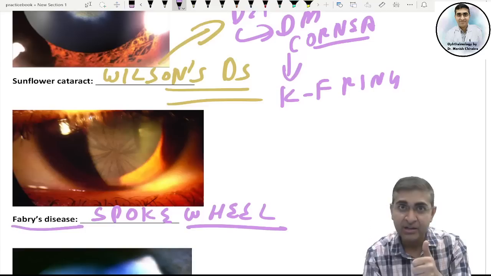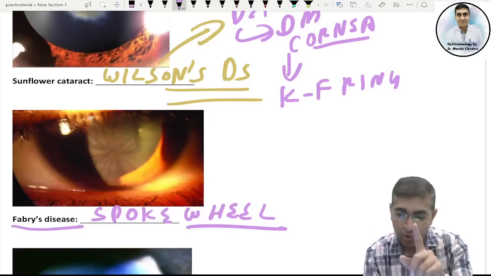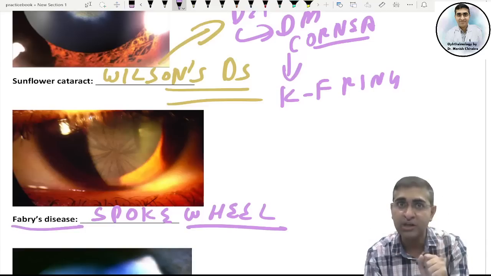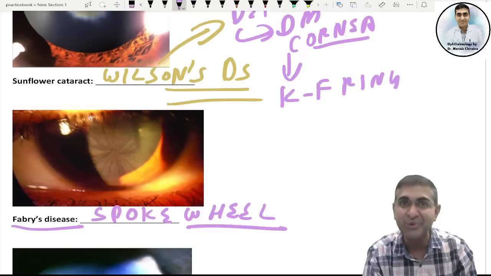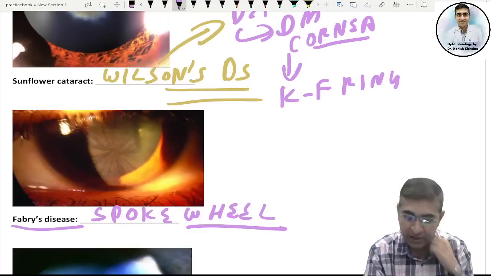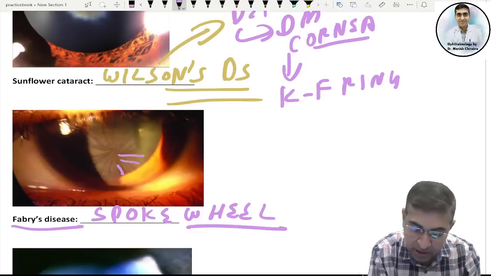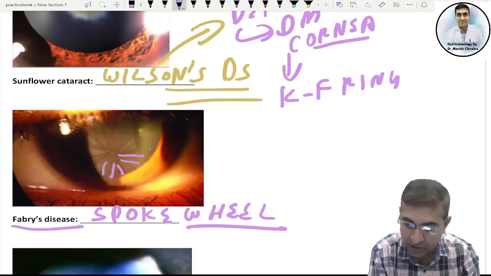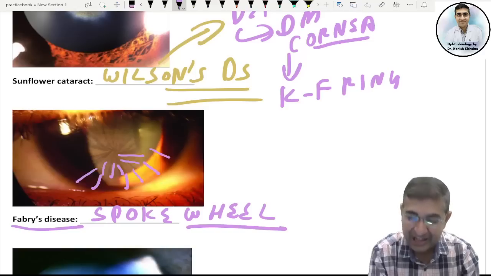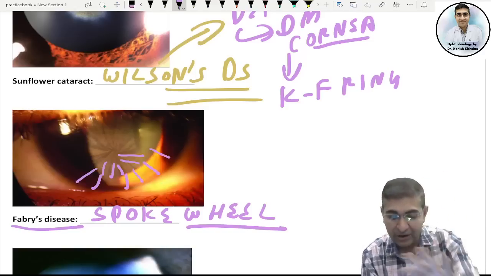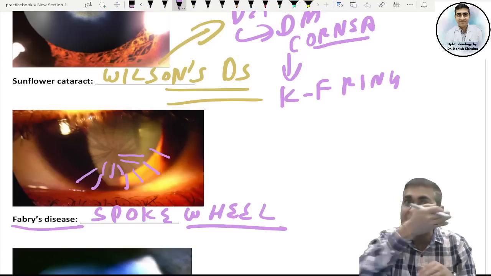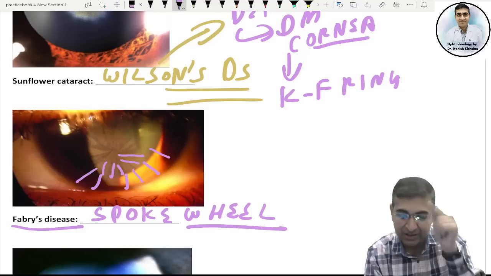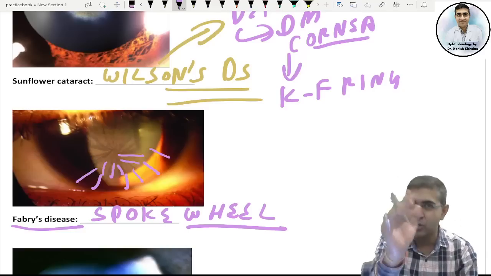cataract and vortex keratopathy? Vortex keratopathy happens to be in the cornea. Spoke wheel cataract will be there in the lens, but on a 2D view you are not able to appreciate whether it is vortex keratopathy or spoke wheel cataract. Check out the spokes. If it is in the cornea, it will extend beyond the border of the iris. If it is in the lens, it will not be seen because the iris will be covering that part of the lens where there will be the spoke wheel appearance. Yes, so this is how you will make out.